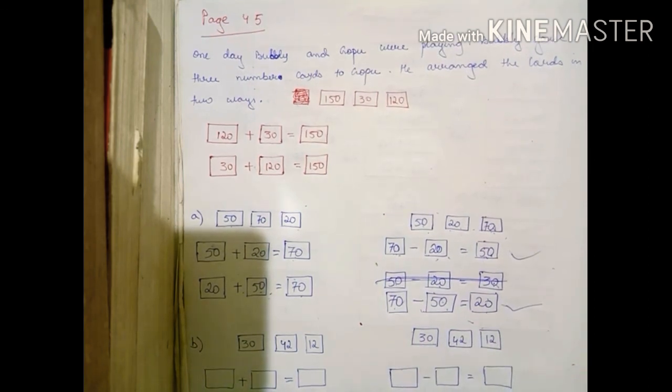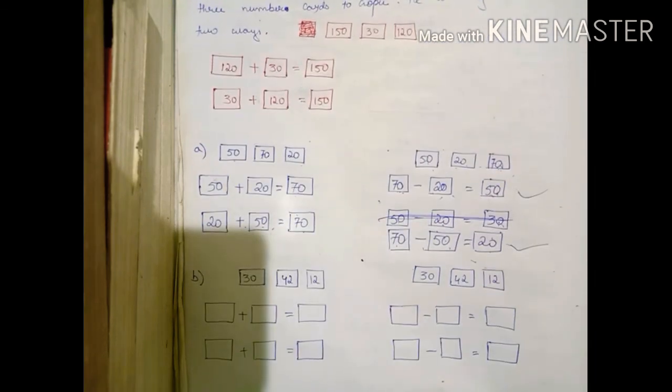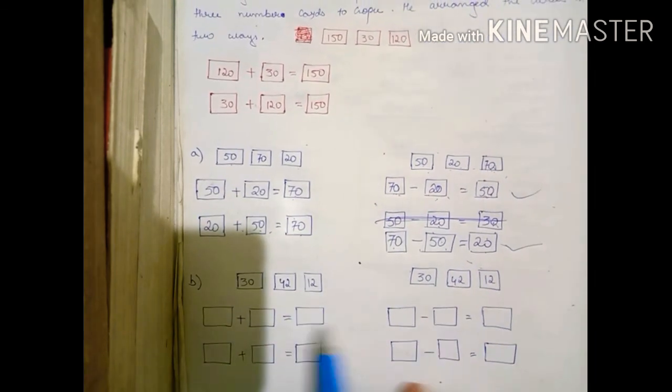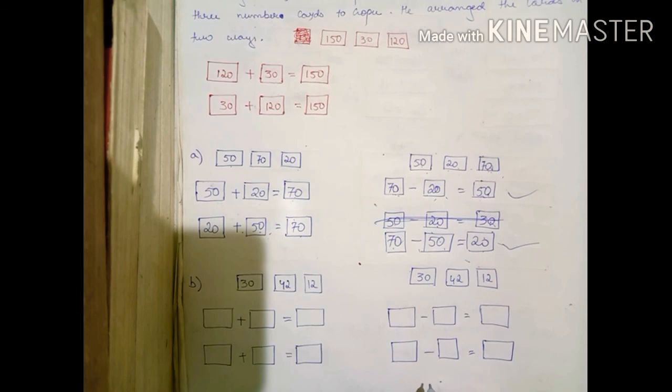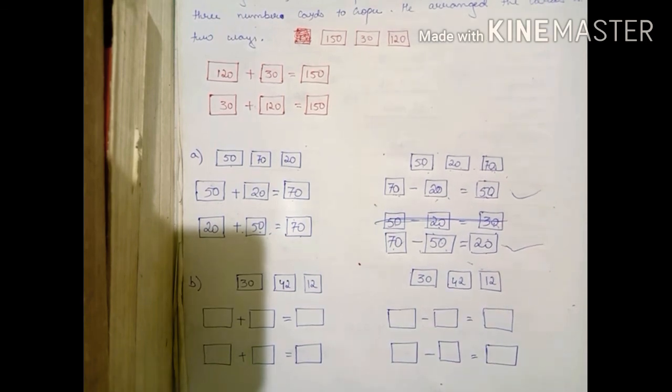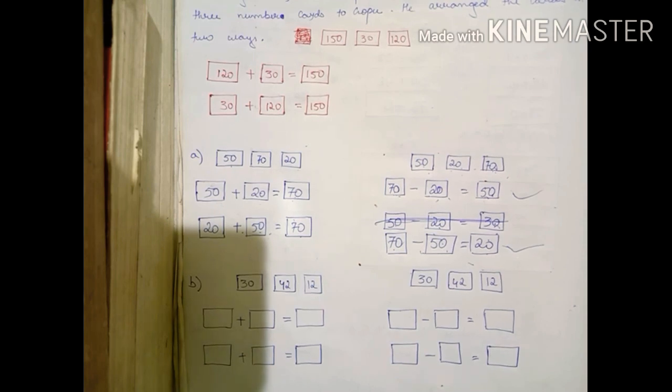There is another question here, question number B, and I want you to solve these two questions as your homework again, so that you will also understand, and I will also know whether you are understanding what I'm teaching you. Please try to solve it and show it to me so that I will know how far you have understood. Okay, thank you.